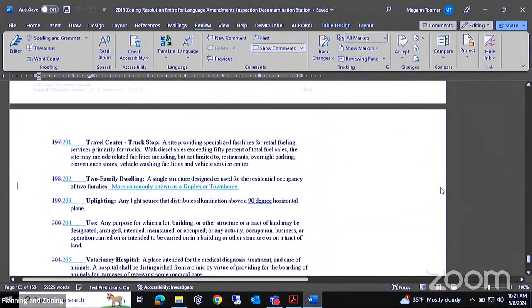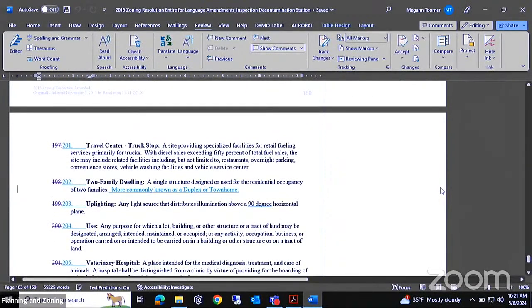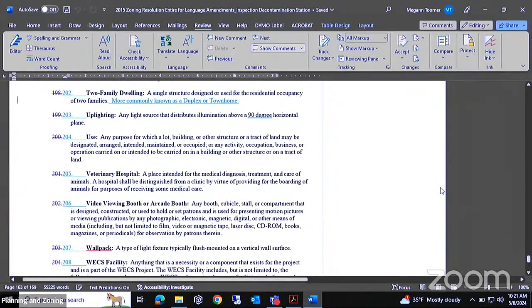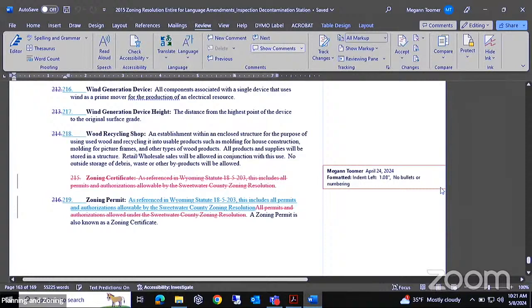But actually I missed a couple pages. My apologies on that. Under T, two-family dwelling, again, calling out the common names of a duplex or a townhome. And then when you get to Zs, I removed the zoning certificate and basically combined that in with a zoning permit, since that's what it's clarified as now, but also saying it's known as a zoning certificate. So that language still stands on how we did things in the past. Those are all the changes that have been proposed.